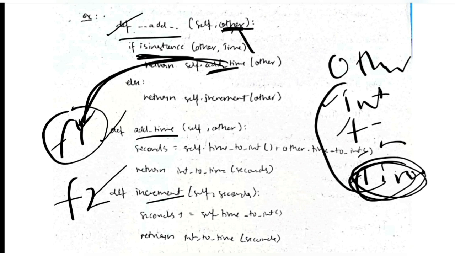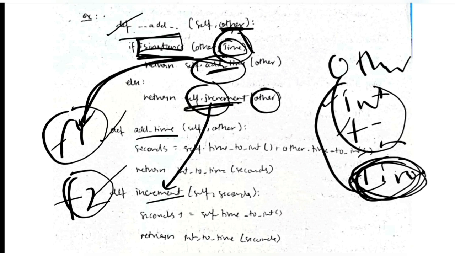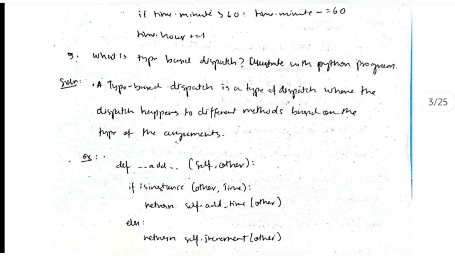So f1 will be called when other is time. If it is anything except time, I have to call increment. Increment means f2. So here the type is getting checked with the function isinstance, and after that the respective function is called based on the type. That's all you have to give in the example.